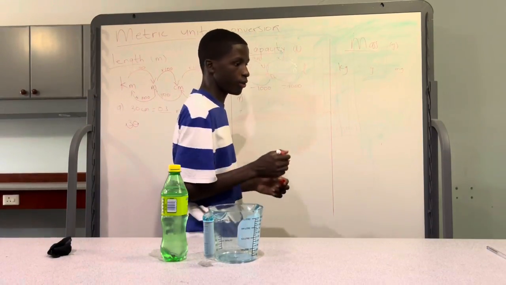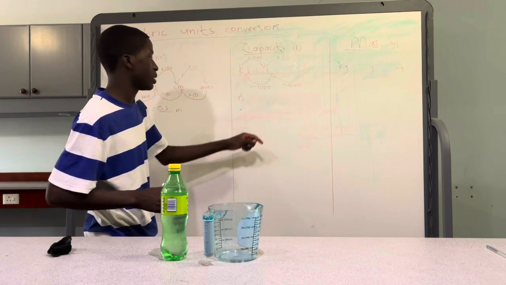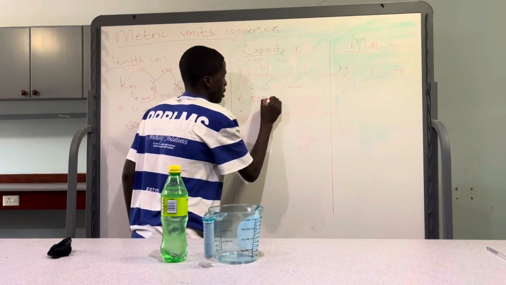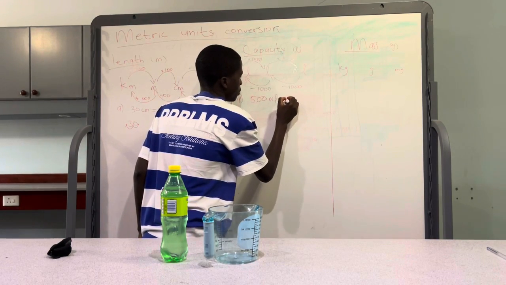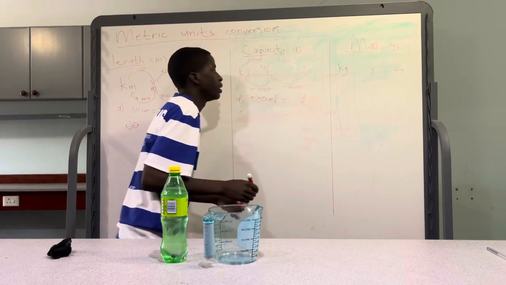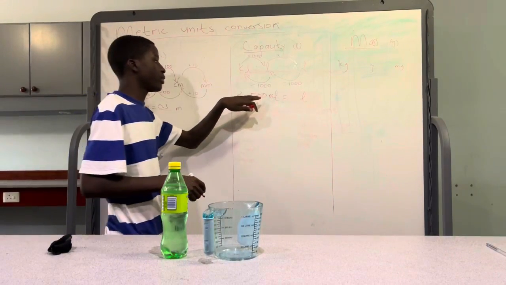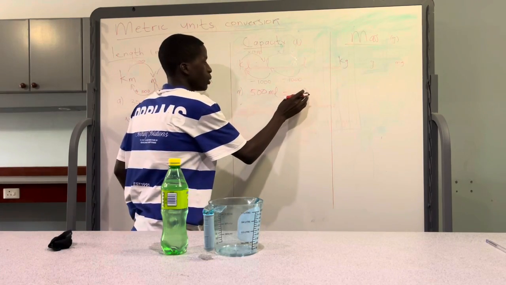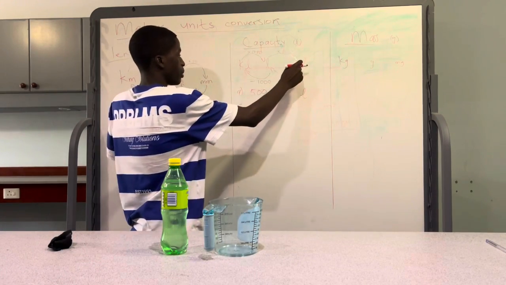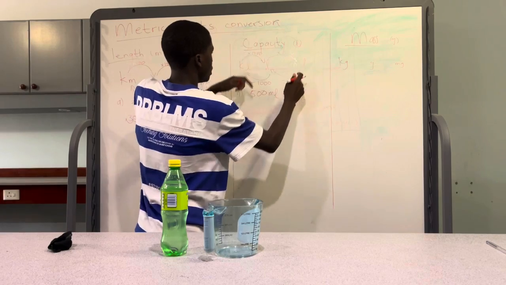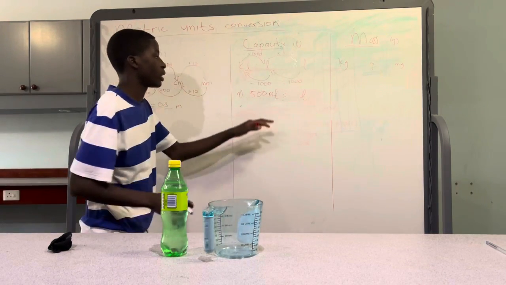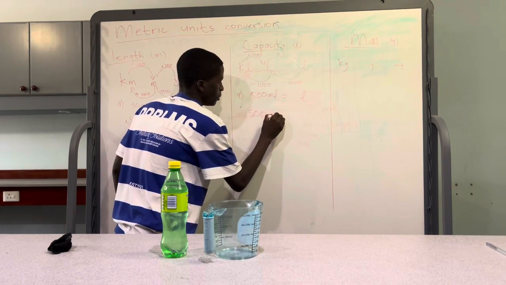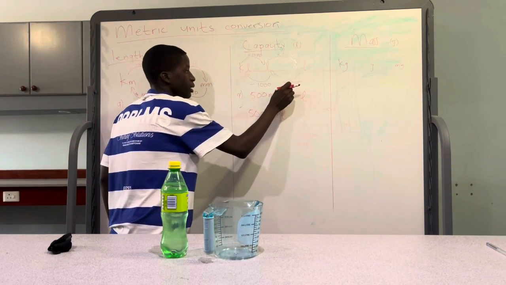Okay, now let's do our first example. Let me say you are asked to convert 500 milliliter to liter. Here we are converting from a smaller unit to a bigger unit. We are going from milliliter to liter, meaning we are dividing with 1000. So 500 milliliter, we are dividing with 1000.